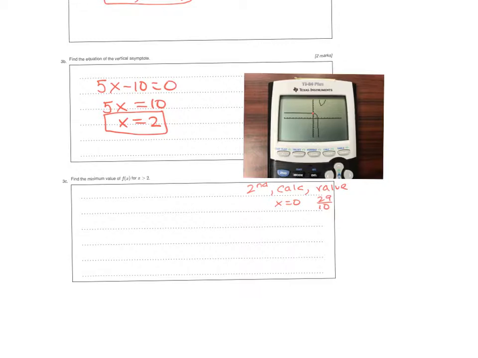The last question says, find the minimum value of f of x, so the minimum y value, when x is greater than 2. So if we're talking about when x is greater than 2, we're talking about purely to the right of that asymptote. So when you look at that graph, it's pretty easy to see that the minimum we're talking about is whatever that point is right there. It's that value at the bottom. So the easiest way to find that is to just use your graphing calculator and have your graphing calculator find that. So let's take a look.